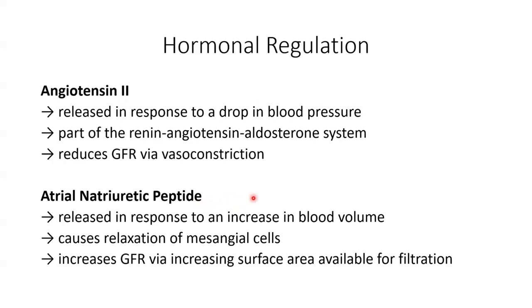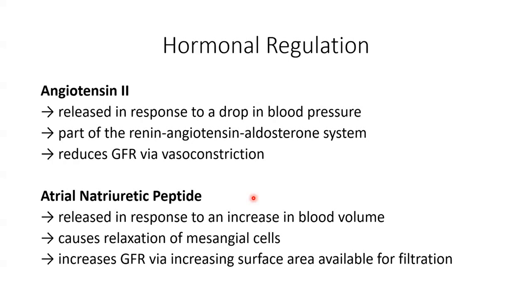Atrial natriuretic peptide, also called ANP, is secreted by cells in the atria of the heart, and it's released in response to an increase in blood volume, which causes stretching of cells in the atria.